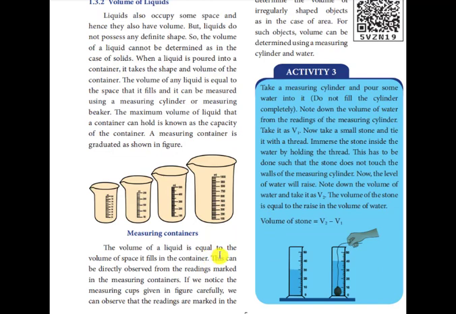The volume of a liquid is equal to the volume of space it fills in the container. Now it is very clear, is it not? This can be directly observed from the readings marked in the measuring container. If you pour the liquid in it and the value here is 50 ml, then you can notice that the volume of the liquid is 50 ml.